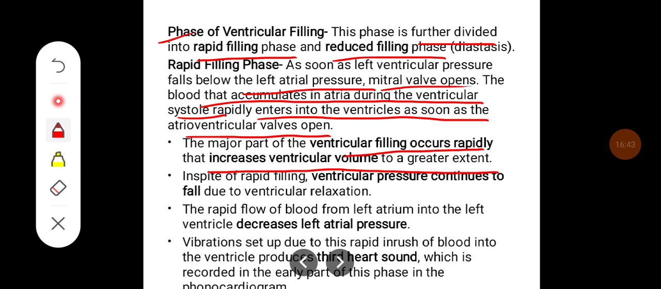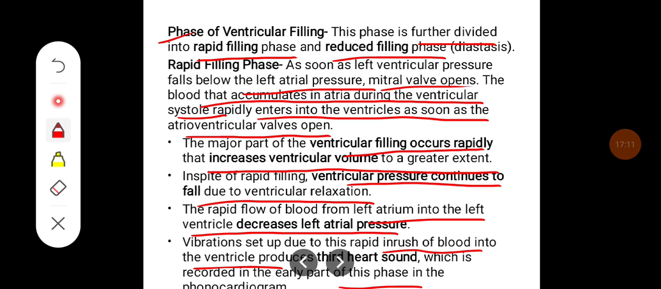In spite of rapid filling, ventricular pressure continues to fall due to ventricular relaxation. The rapid flow of blood from the left atrium into the left ventricle decreases the left atrial pressure. Vibrations set up due to this rapid inrush of blood into the ventricle produce the third heart sound, which is recorded in the early part of this phase in the phonocardiogram.